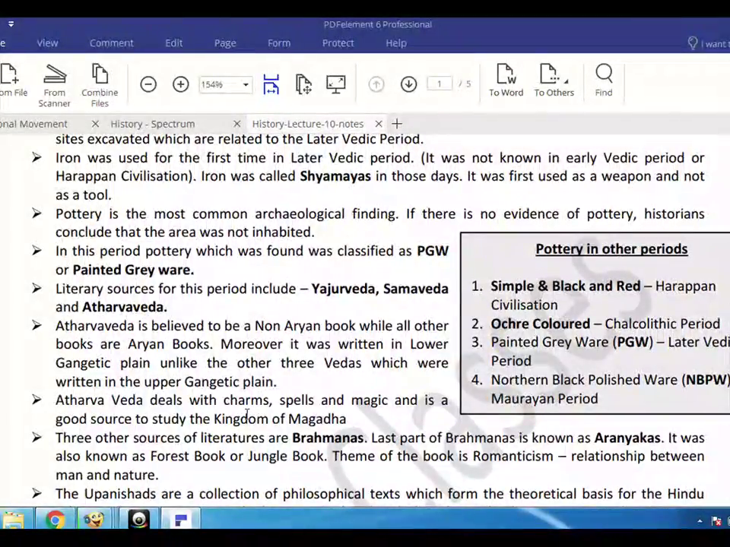Three other sources of literature are the Brahmanas. The last part of the Brahmanas is known as Aranyakas. It was also known as the forest book or jungle book. The theme of the book is romanticism, the relationship between man and nature.